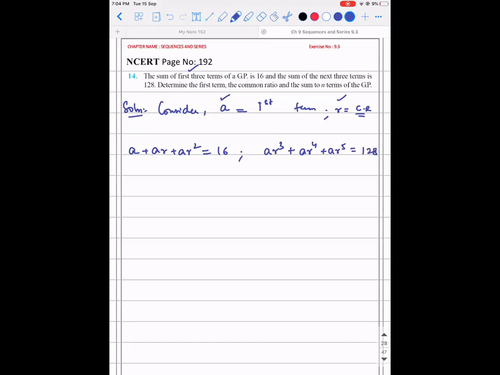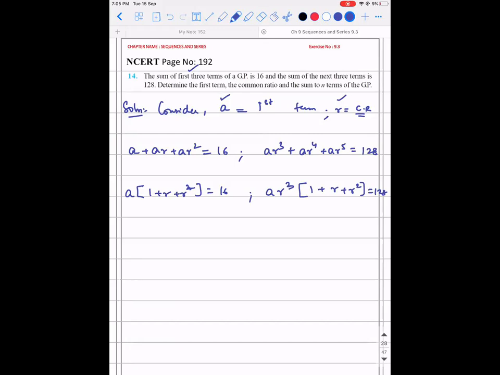That's right. So A into 1 plus R plus R square will be equal to 16. Here, A into, what do we need to take out common? R square, or you can take out R cube itself. So it will be AR cube into 1 plus R plus R square is 128.